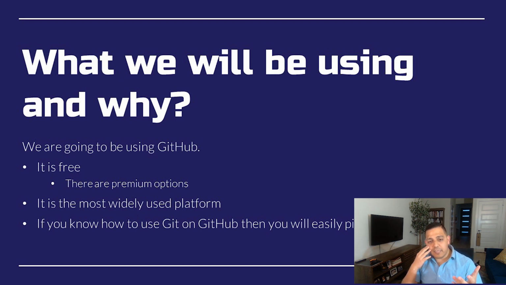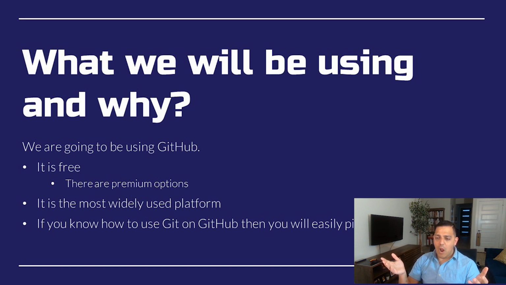So why are we going to be using GitHub? First, it's free. There are premium options, and some of these premium options allow you to create private repositories. So if you have sensitive work that you want to keep hidden, maybe you should buy a premium account for GitHub. But we're going to be using it because it's free to use, and everything that we're going to be sharing is going to be open source also. Second, it is the most widely used platform.